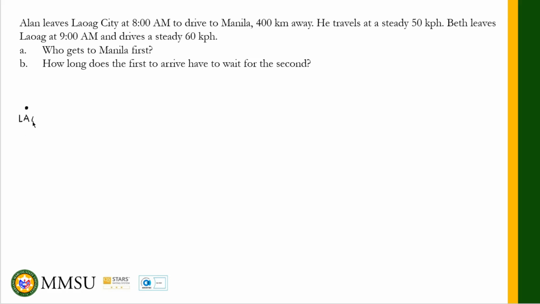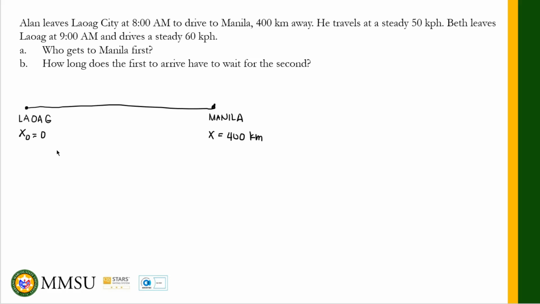This is actually Lawag, and position B is actually Manila. So both Alan and Beth travel from Lawag to Manila, and the distance from Lawag to Manila is given in the problem. If x naught, our initial position, is 0, then x here is 400 kilometers. That is common to both Alan and Beth. They both traveled 400 kilometers.